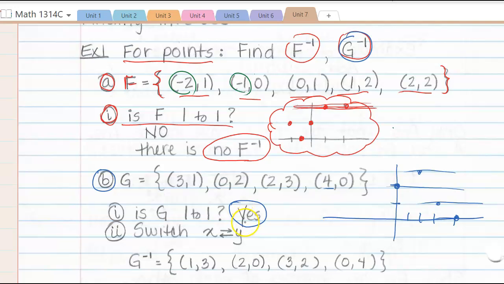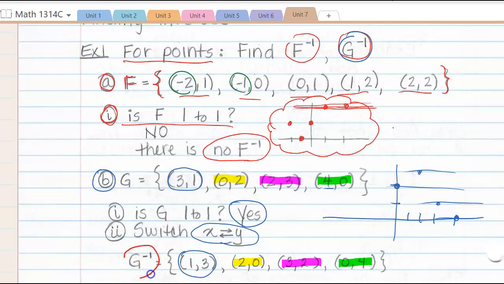If it is one-to-one, then we can go find its inverse. The inverse, believe it or not, is simple: just switch the x's and y's. In other words, the point 3, 1 now becomes the point 1, 3. The point 0, 2 becomes the point 2, 0. 2, 3 becomes the point 3, 2. And finally, the point 4, 0 becomes the point 0, 4. So we have found our inverse of g to be these sets of points.